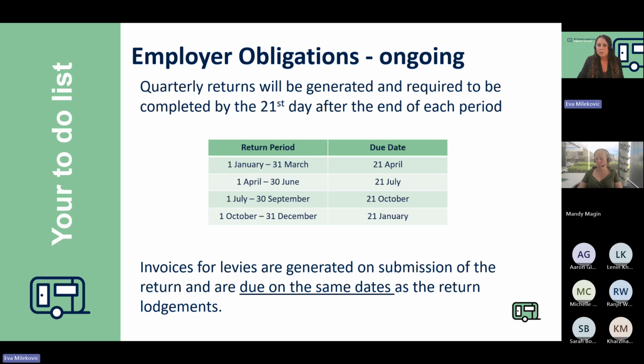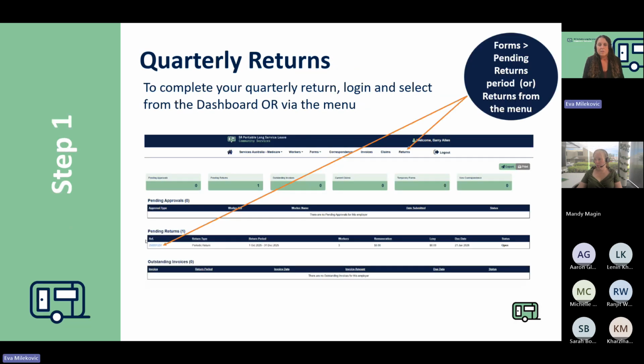When you submit your return, the system will automatically generate an invoice for the levy. The invoice is due on the same day as the return, so you can complete both in one go. Once your workers are registered, your ongoing task is to complete a quarterly return. Towards the end of each quarter, you'll receive an email advising the return is available for you to complete. The return link will be available in your employer portal.